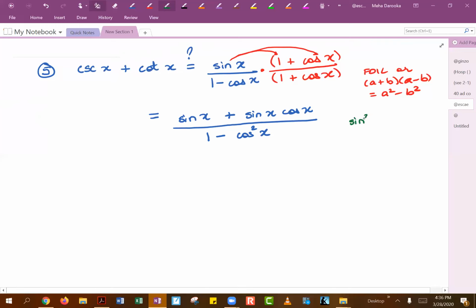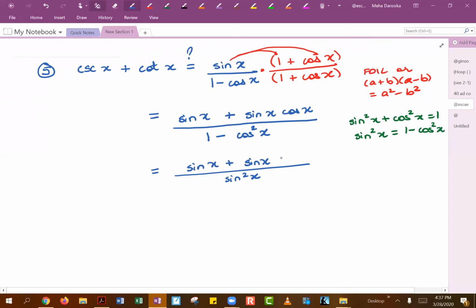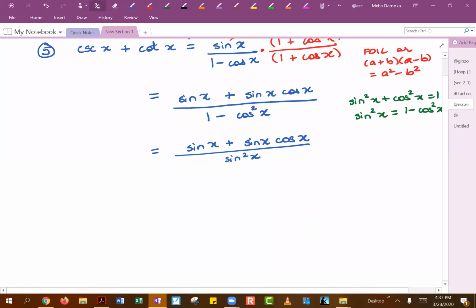Okay. For the denominator, I am going to use the Pythagorean identity. So if you take the cosine to the other side, you end up getting sine squared of x is equal to 1 minus cosine squared of x. So using this Pythagorean identity, you can rewrite your denominator as sine squared of x. And then for now, keep the numerator as it is. Okay, with me so far?